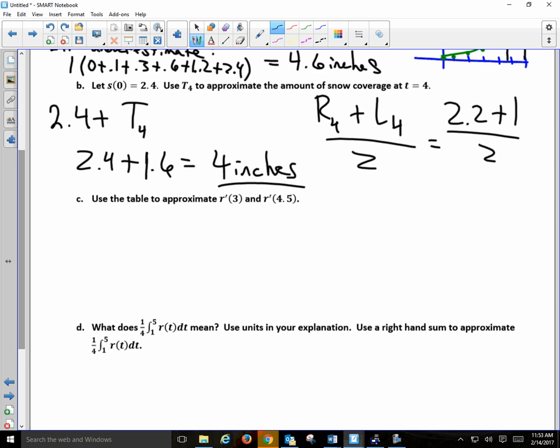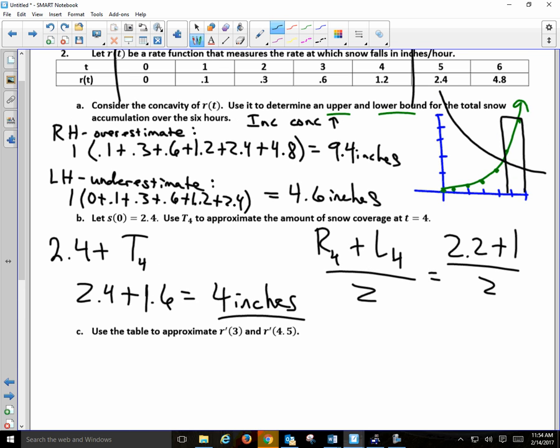It says use a table to approximate r prime of 3. So the rate at which the snowfall rate is increasing at time equals 3. Well, it used to be that we went to our calculator, we did the derivative at time 3. We don't have that option here, do we? So we're going to estimate.